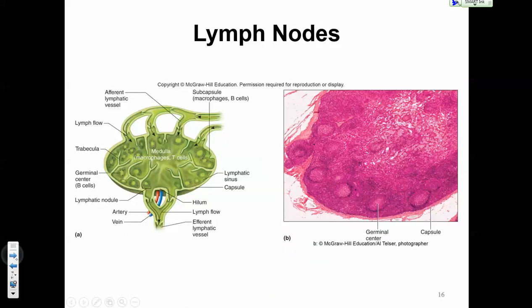Anyway, okay. So here you see it again. Here on the right, you can see it through the microscope. So here are these lymphatic nodules. Okay. Don't worry about the germinal center of it. Don't worry about that. Just know the whole thing is a nodule. And a lymph node has a lot of little lymphatic nodules within it.